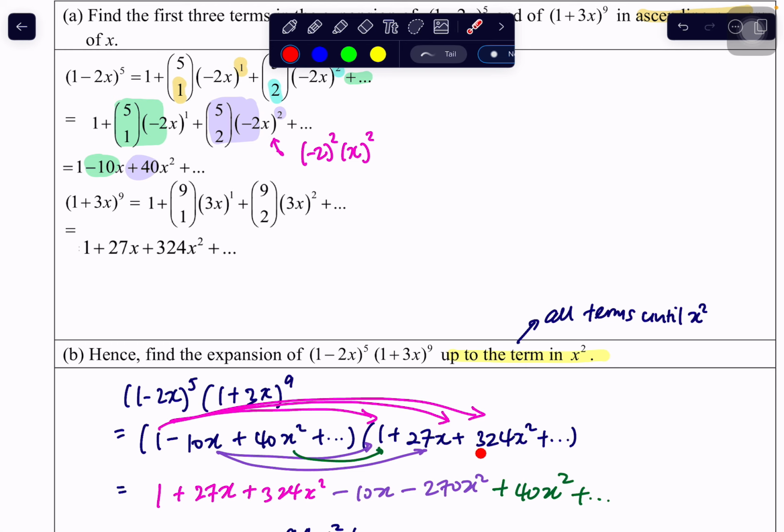Okay, no, we shouldn't, right? Because if I do so, I will have x multiplied by x squared giving me the x cubed term, which is not required by the question. Okay, so I do not proceed to multiply negative 10x and 324x squared.